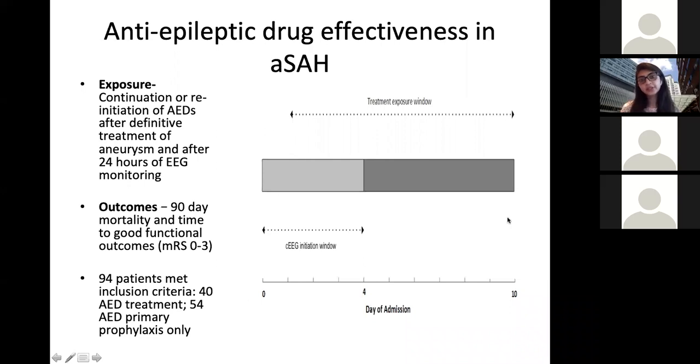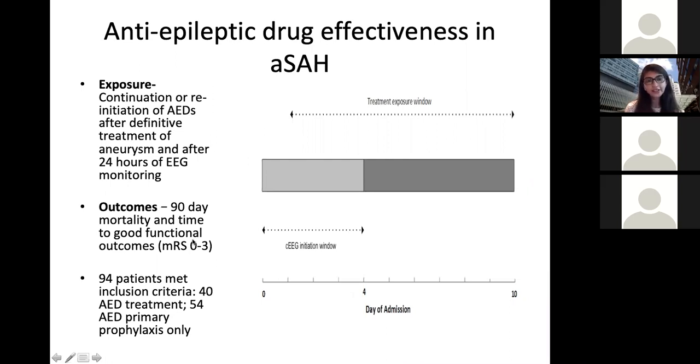And we restricted this exposure window to the first 10 days of admission, given that's how long we monitor our patients for, and that is the time period at which patients are at highest risk for developing these patterns and being treated. Our outcome was 90-day mortality as well as functional outcomes.